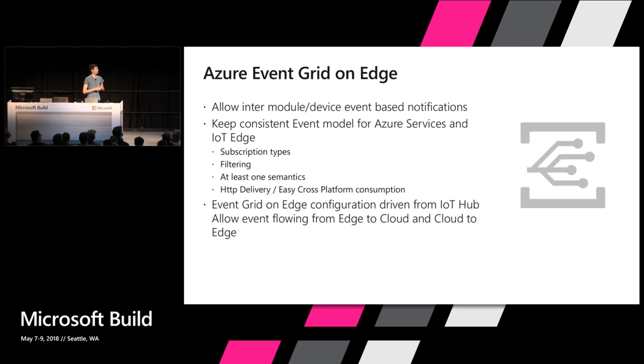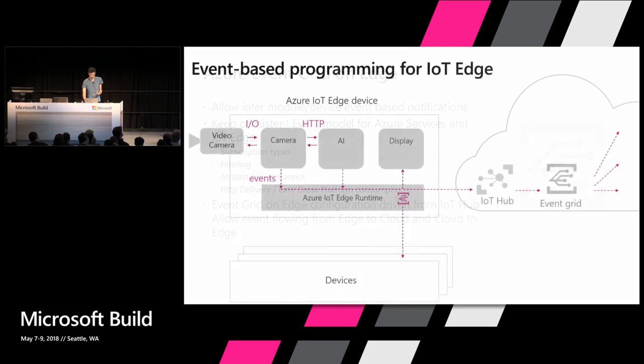And the other main advantage of Azure Event Grid is that it will give you consistency and symmetry with the cloud. So you will have the same APIs, the same semantics, the same filters, whether your events are being triggered by an edge device or by the cloud, right? So that's really where we want to go.